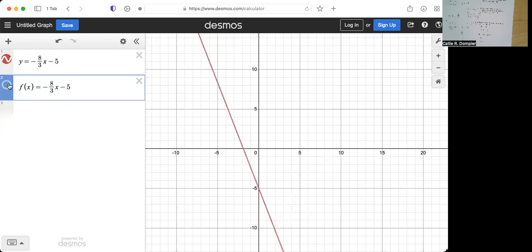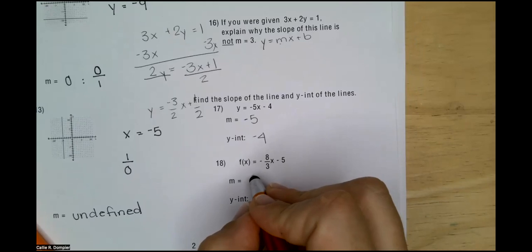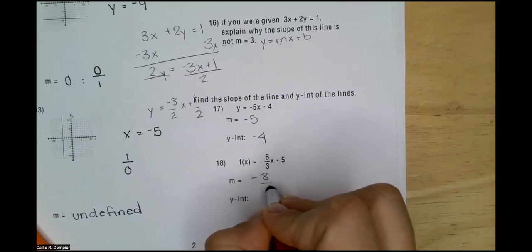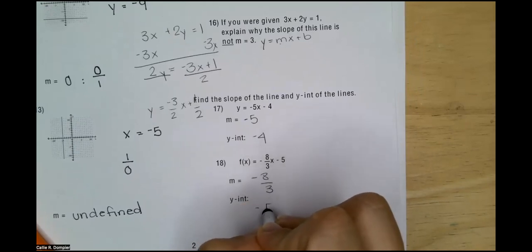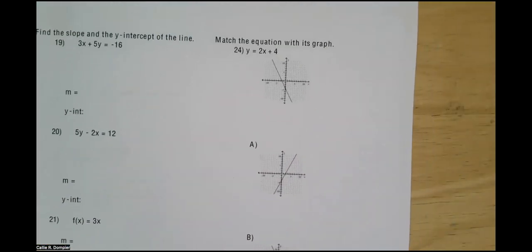F of x is just instead of y. So don't be scared of f of x. You can replace it with y, all right? But it is in slope-intercept form. So my slope is -8/3 and my y-intercept is -5. Always recognize the minus sign. It needs to stick with it, all right?